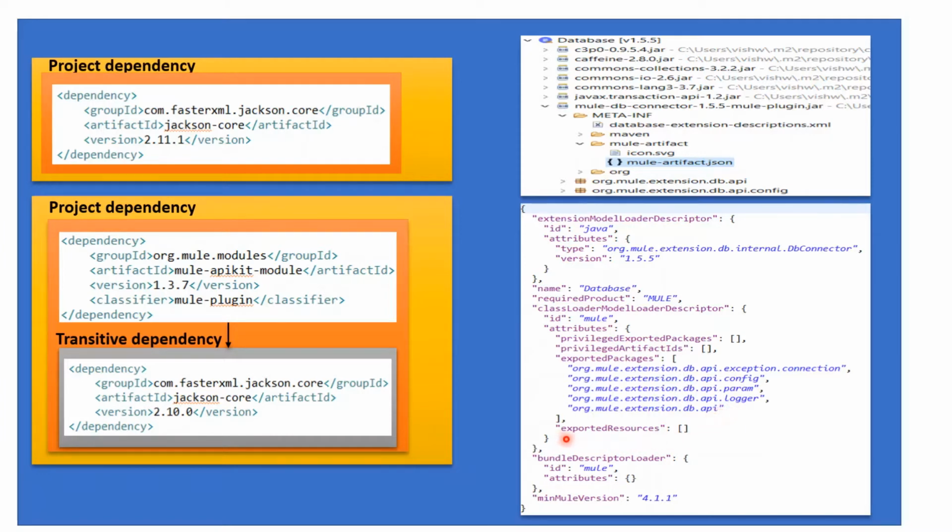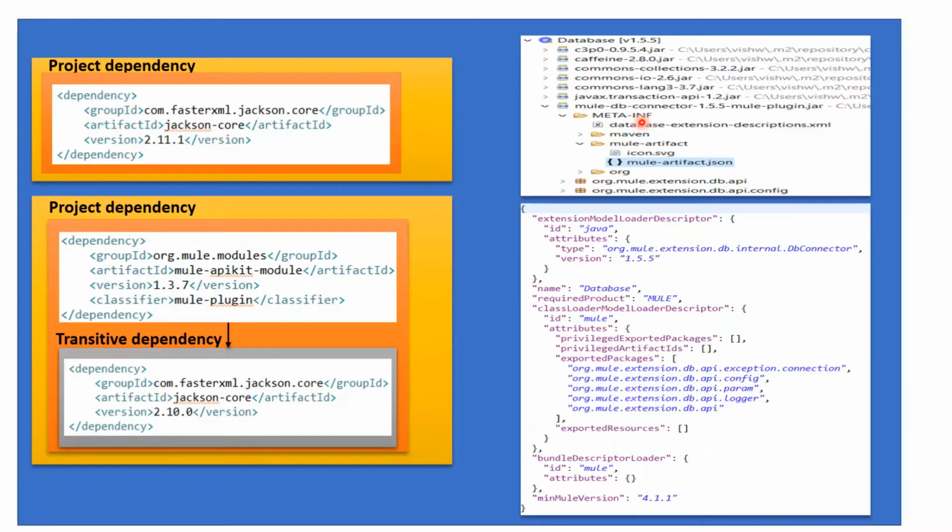And if we observe the exported resources, this can contain your log4j file or the flows that you want to share, some common flows that you have. You can keep them in exported resources. This is for when you are using a Mule application as a dependency in your project. Whenever you package your application, you can find the mule-artifact.json inside the META-INF folder. So this is how the class loading isolation works.